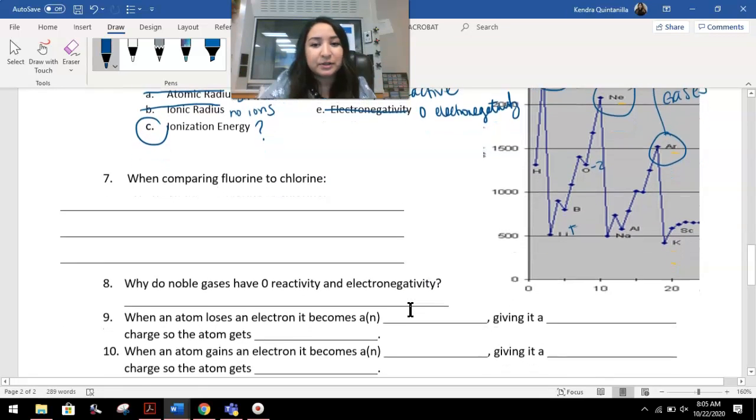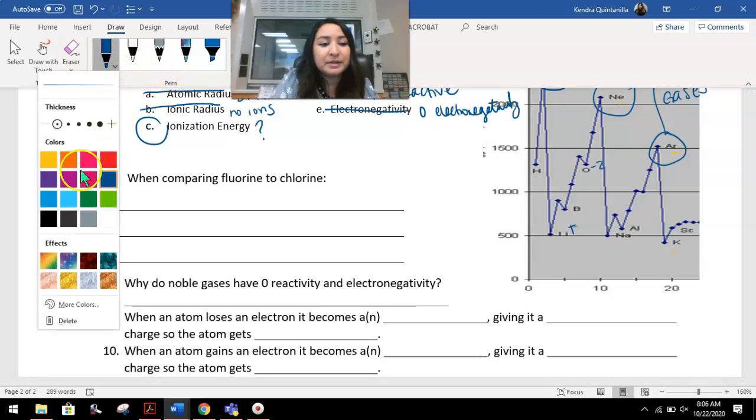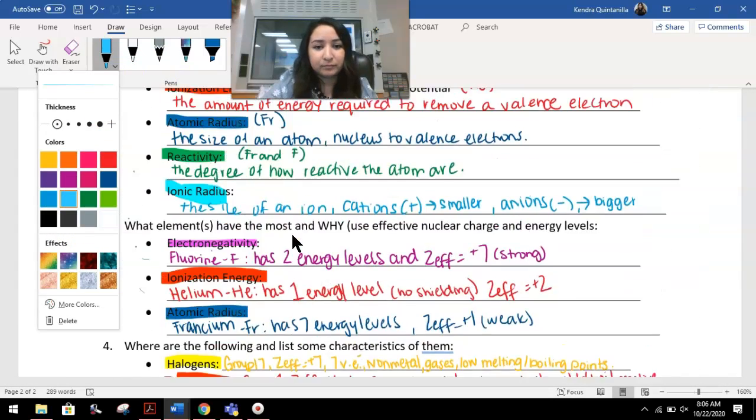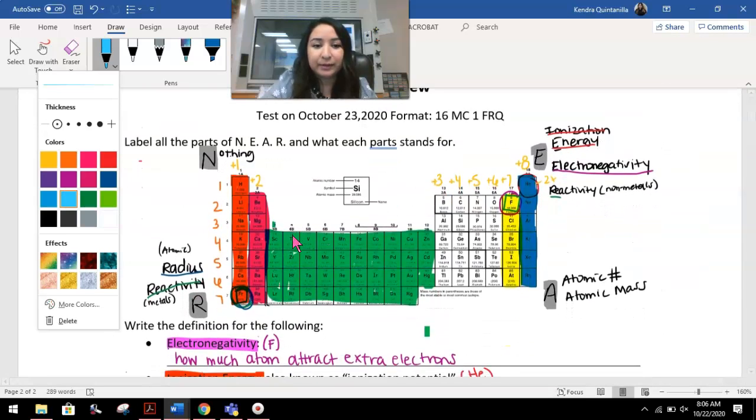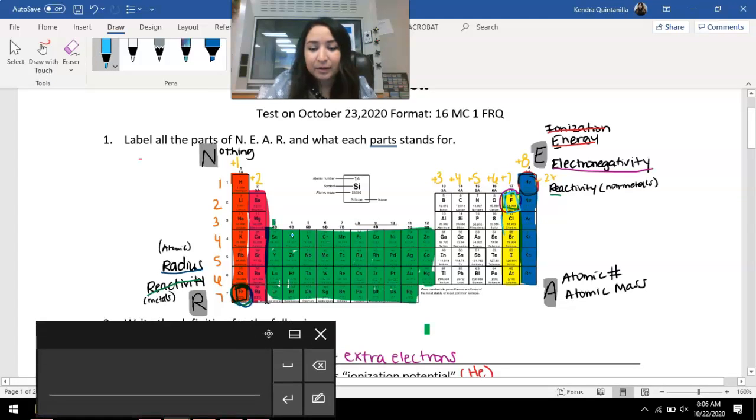All right, let's move on to the next question, which is when comparing fluorine to chlorine. So we're going to look at those two elements on the periodic table. We will use this light blue color. If you look at where fluorine and chlorine are located, fluorine is here, chlorine is right below. I notice that both of them have a Zeff of 7, right? Because they're on the same column. Columns go up and down, so it's the one that's on 7.